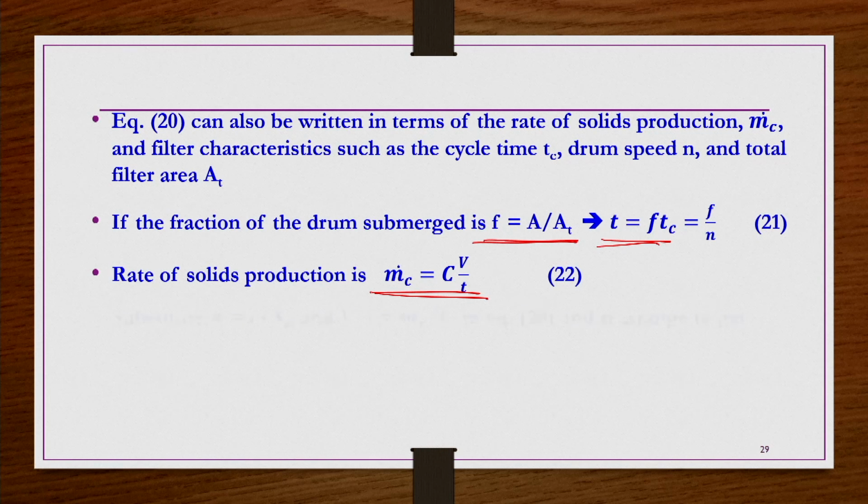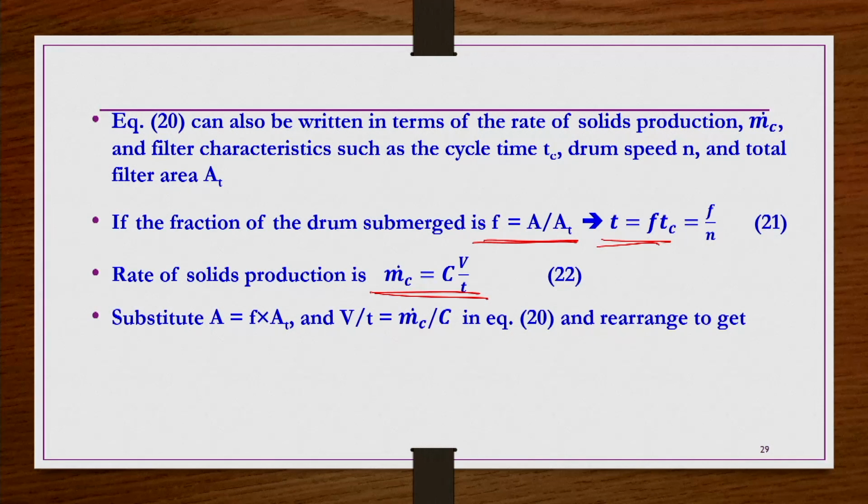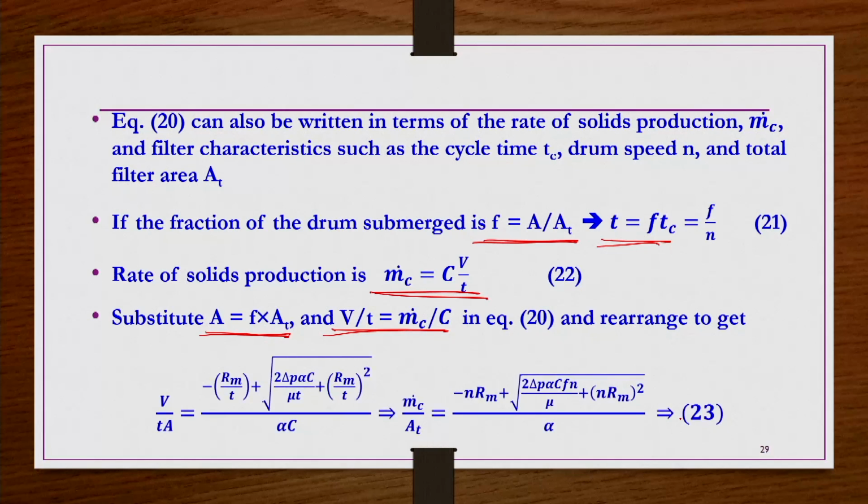If you substitute equations number 21 and 22 in equation 20, that is, A is equal to f At and V by t is equal to m dot c by c, then we get this equation by simply rearranging. This is your equation number 20. Here, in place of V by t you substitute m dot c by c, and in place of A you substitute f At. Further you simplify, and on the left hand side you will get m dot c by At is equal to this equation.